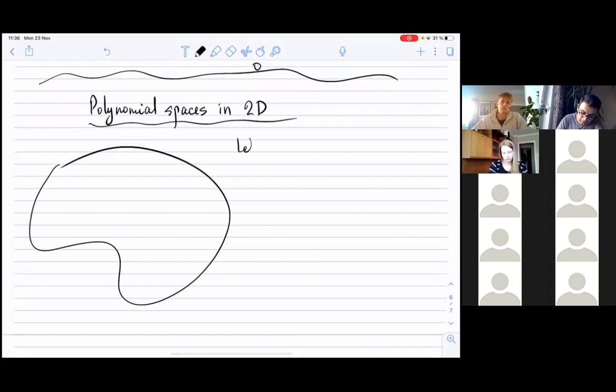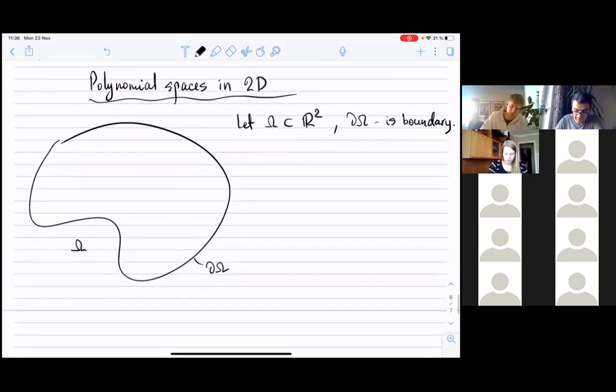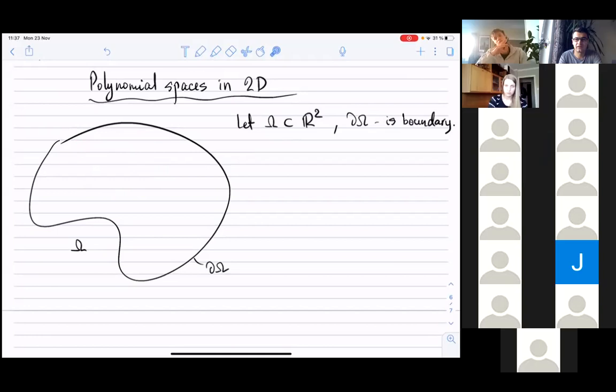We take this omega, a subset of R2, and the boundary of omega we denote by d omega. So how do we construct these polynomial spaces? We have to do a triangulation in 2D. In 1D, we know how to do triangulation: we take the interval and split it into a finite number of subintervals. That's fine. But how do we do that in 2D?